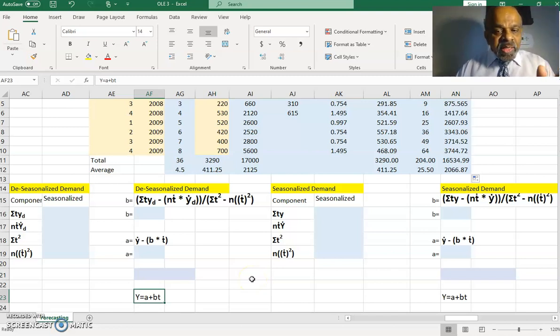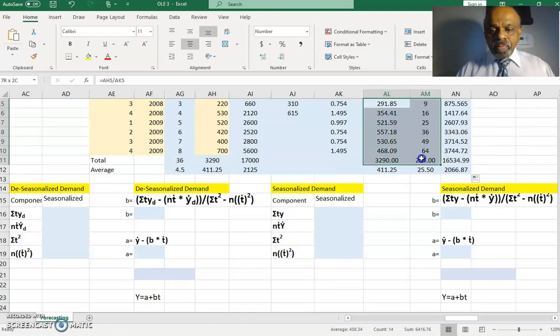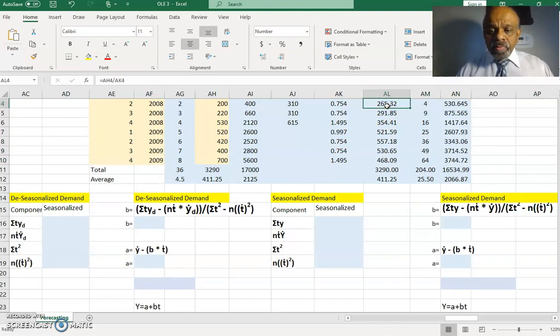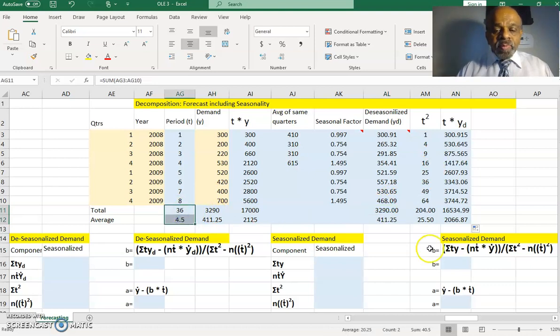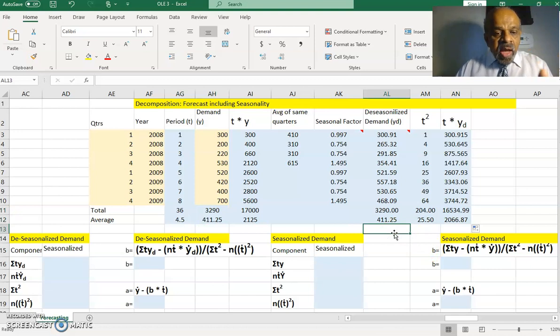First, let's do the deseasonalized demand. This is the deseasonalized demand. I'm going to use these numbers here and these numbers here, so T and YD is what I'm going to be using. I'm going to use the T total and average and the deseasonalized demand total and average, and if I need to, I'm going to use the T squared as well as T times YD. Okay, so let's look at it.